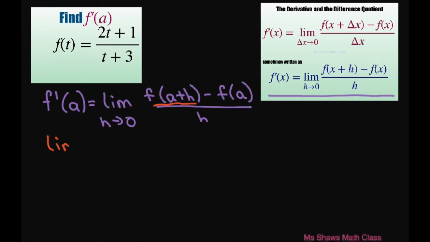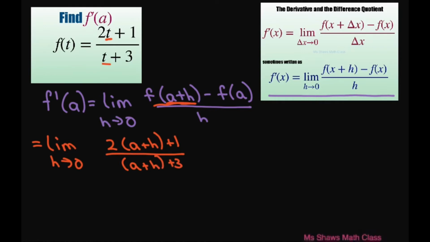So we're taking the limit as h approaches 0, and everywhere there's a t, we're going to put a plus h. So this is going to be (2(a plus h) plus 1) divided by ((a plus h) plus 3). Now let's do this part. In this part, you're just substituting every variable t with the a variable. So this would be minus (2a plus 1) divided by (a plus 3), all divided by h.